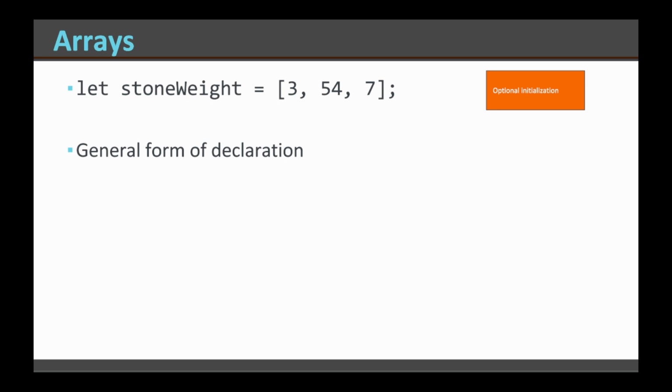Right, so this is an optional initialization step. You can put stuff in it or not. The general form of declaration is a name equals square brackets. Of course, with the let, just like every other variable name. If you have yet to declare that name, you have to put a let or a var in front of it. So let's example, let list. List in this case gets an empty array.